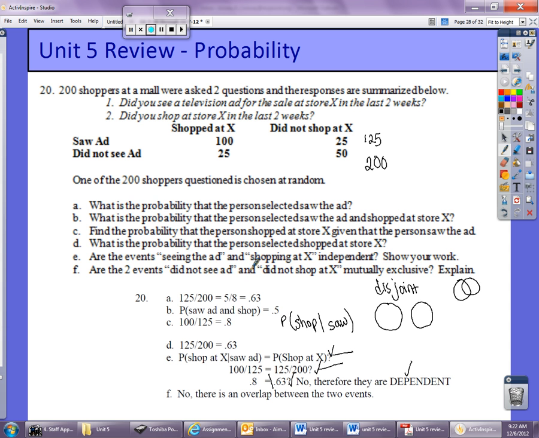So you have to ask yourself, is it possible for you to have not seen the ad and shopped at X? And the answer is yes. You could have not seen the ad but still shopped at the store. So here you go, did not see the ad, shopped at the store. There were 25 of those people. So therefore you would say no, there's an overlap between the two events, which in this case is 25.